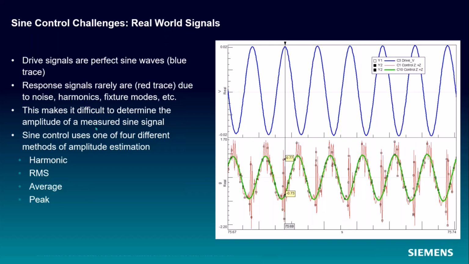In order to do that, we have a couple different ways of measuring amplitude. There's a harmonic, also known as a tracking filter. And what this does, well, I have a slide on this next. So for now, we'll just say you have a harmonic, RMS, average, and peak estimators.